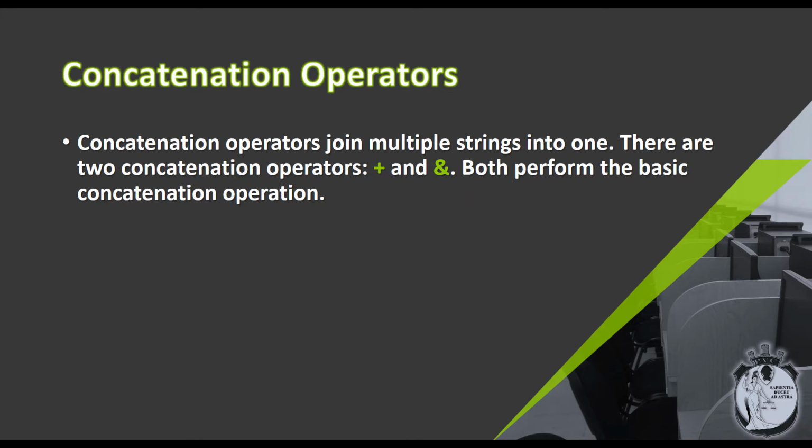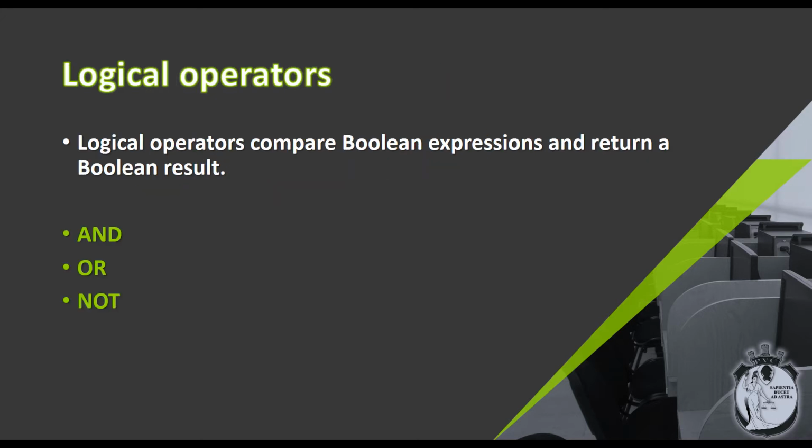What is concatenation? It is when you need to join, for example, values with a string or text. And the logical operators are and, or, and not. We will use those in the future.